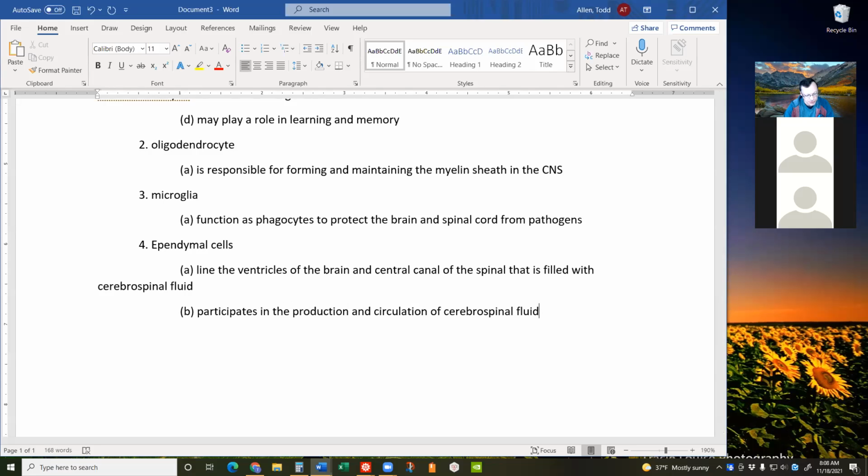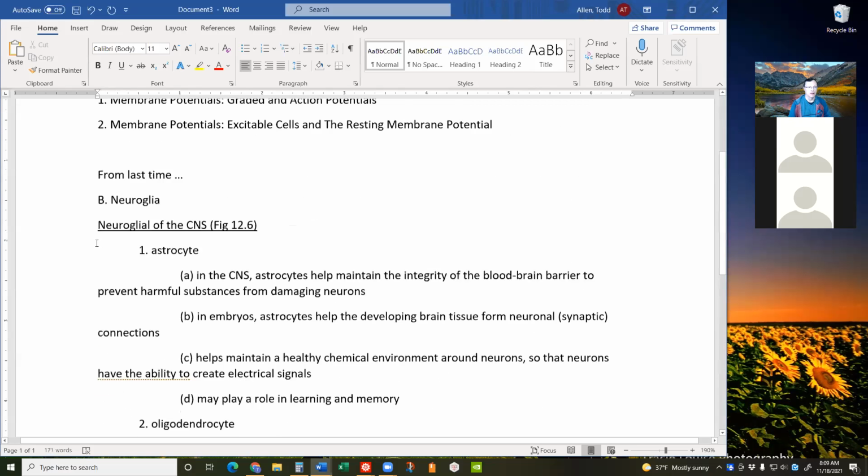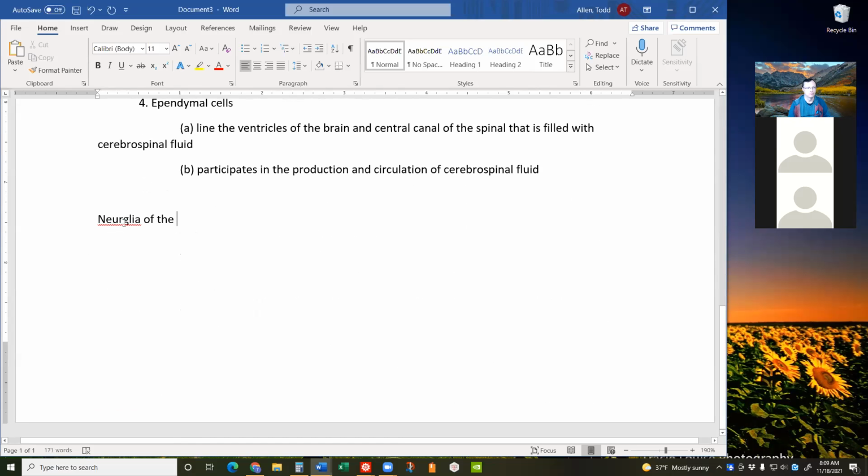So we're going to shift gears here just a little bit and talk to you about neuroglia of the peripheral nervous system. For this, I suppose the best picture you could look at would be figure 12.7. So just turn the page in your textbook. You should find figure 12.7, neuroglia of the peripheral nervous system. There's not quite as many cells that we need to define here.